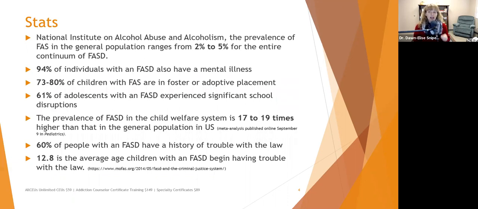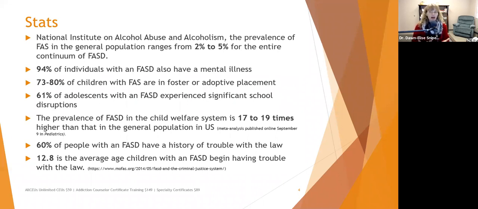94% of individuals with an FASD also have a mental illness, and I won't be testing you on this in the quizzes. These are just for your information to see how widespread the issue is. 73 to 80% of children with fetal alcohol syndrome are in foster or adoptive placement, partly because some of these children were born to mothers who were alcoholic. But the majority of children that have FAS are not necessarily born to mothers who are alcoholic. They may have consumed alcohol during the first trimester of their pregnancy, but they may not be alcoholic. They may not have realized that one drink a day could be a problem. They may not have realized they were pregnant until they were 2 or 3 months in. It happens.